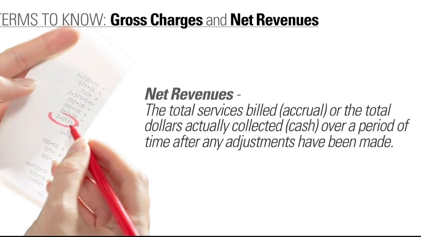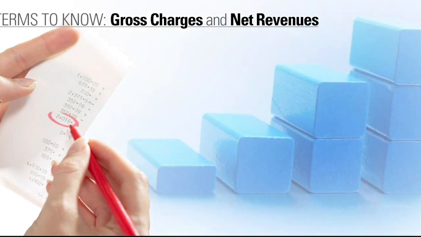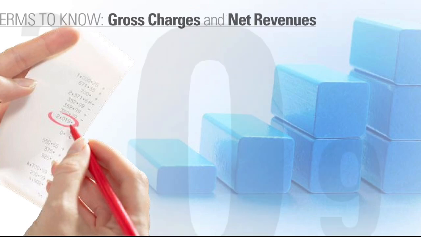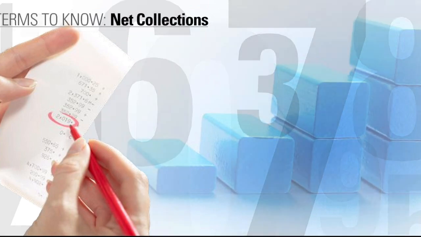Net revenues reflect the total services billed if the practice uses an accrual basis of accounting, or the total dollars actually collected if the practice uses a cash basis of accounting over a given period of time after any adjustments such as contractual allowances have been made. As a productivity measure, net revenues is easily obtained and is a reliable and consistent measure. However, it's significantly affected by what's known as the payer mix, which we'll discuss later in this course. In addition, the use of net collections as a productivity measure is influenced by how well or how poorly the business office side of the practice is performing in collecting monies owed to the practice.